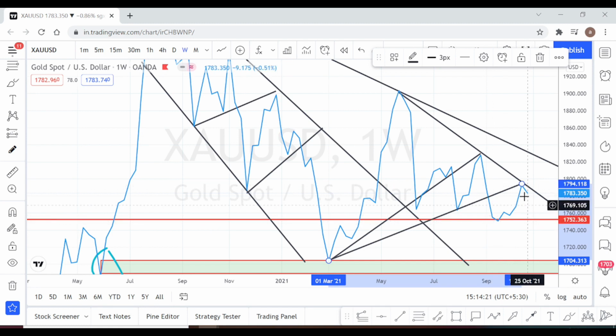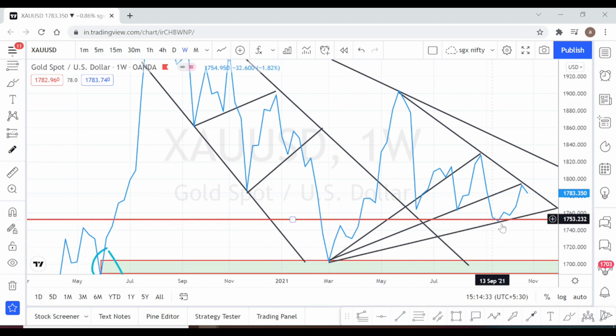Now a trend reversal is happening, and when I draw one more trend line, connecting the support, you can notice that it went up and this resistance line is acting as a resistance now.